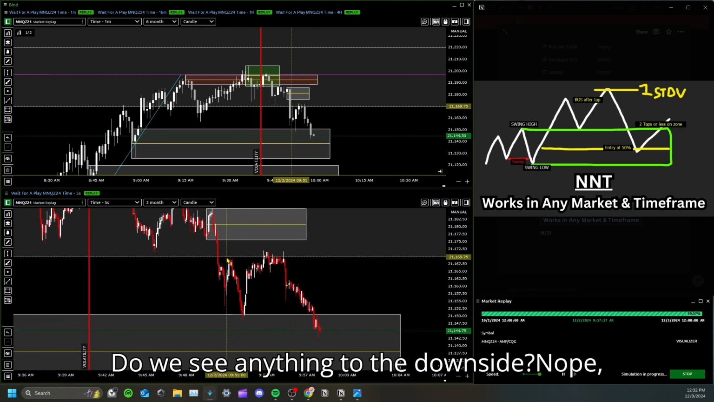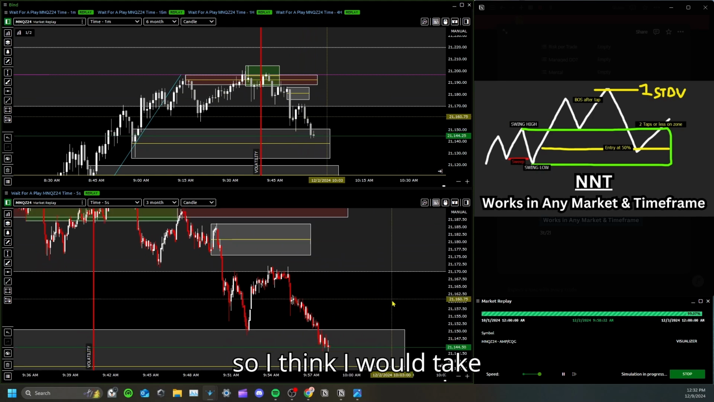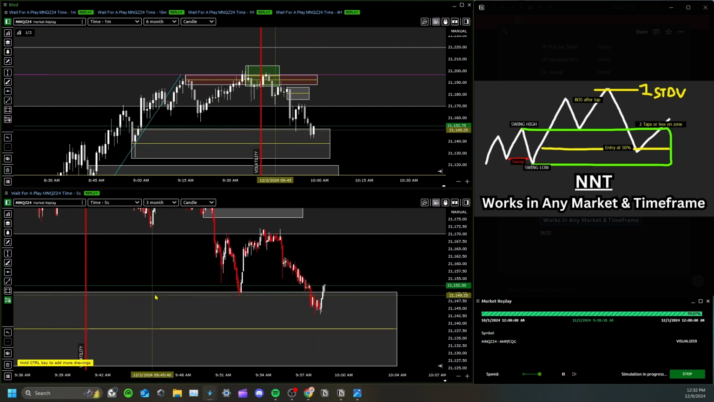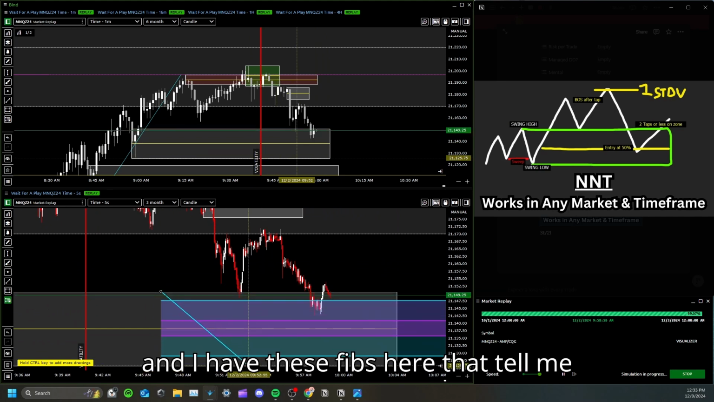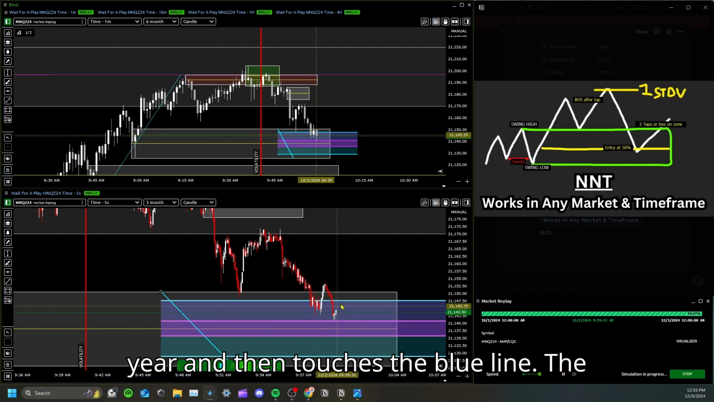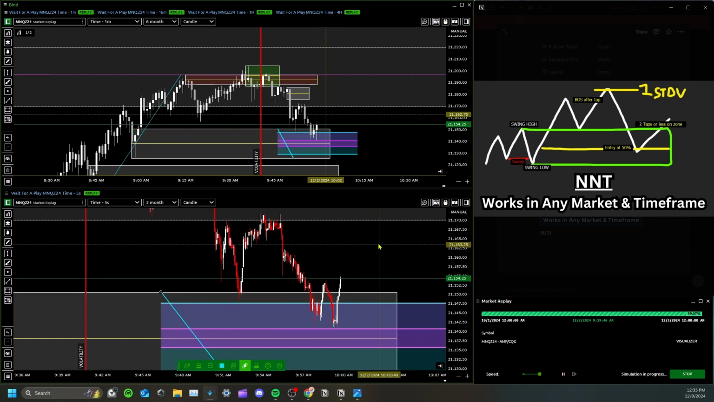Do we see anything to the downside? Nope, just this. But we didn't get a clear tap, so I think I would take. And I have these fibs here that tell me where 40% is at. If price comes into here and then touches the blue line, the zone becomes mitigated, meaning that the zone is no longer tradable.